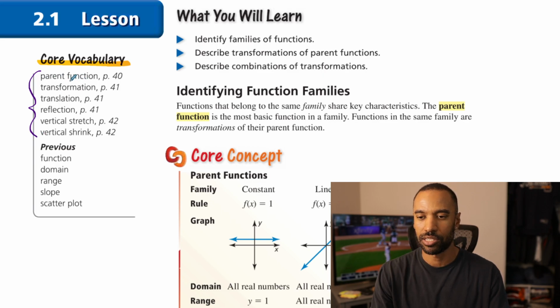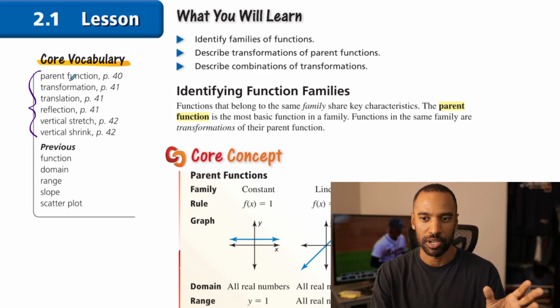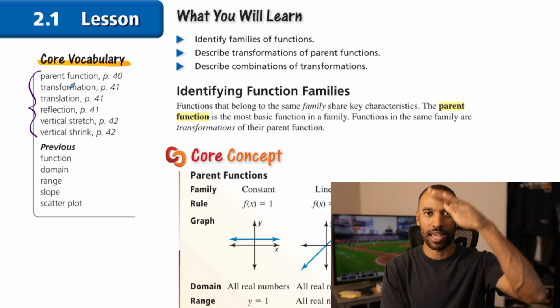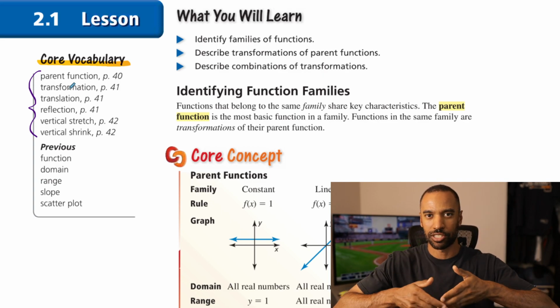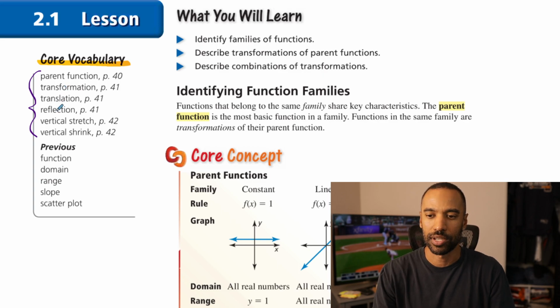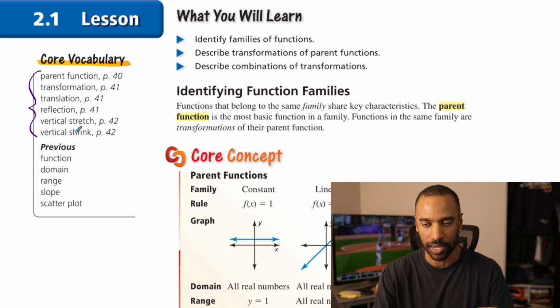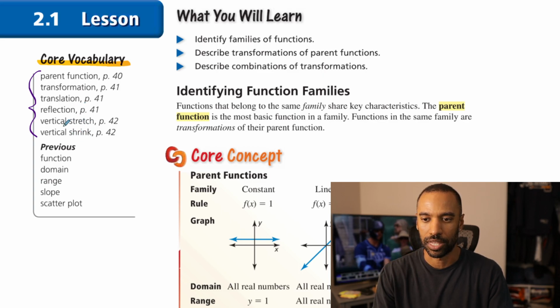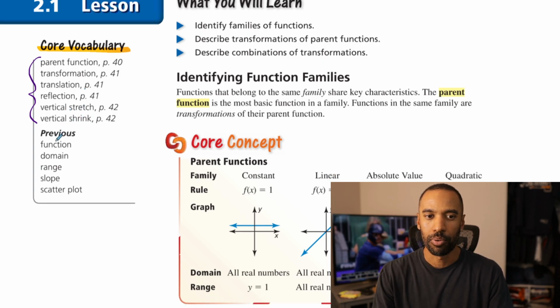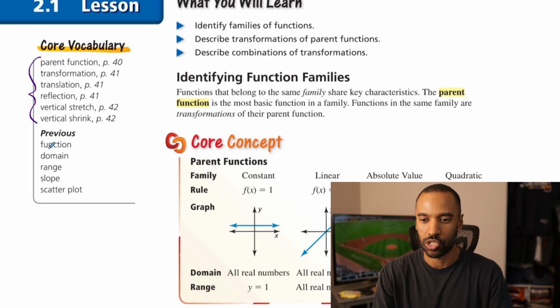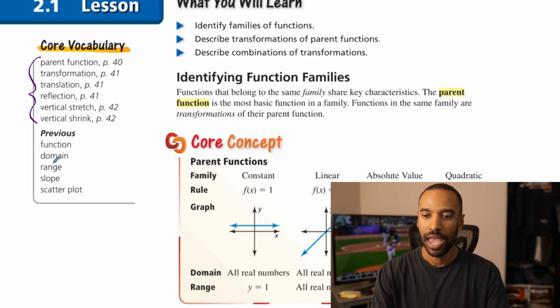Parent function, it's the basic form of something without any transformation types. Transformation, whether we stretch, compress, reflect, translate, things like that. And translation, reflection, and stretch are the next target words here. We can vertically stretch and vertically shrink, all told within here, based on our parameters. Previous values or previous phrases you may have already heard so far together: function, domain, range, slope, and scatter plot.